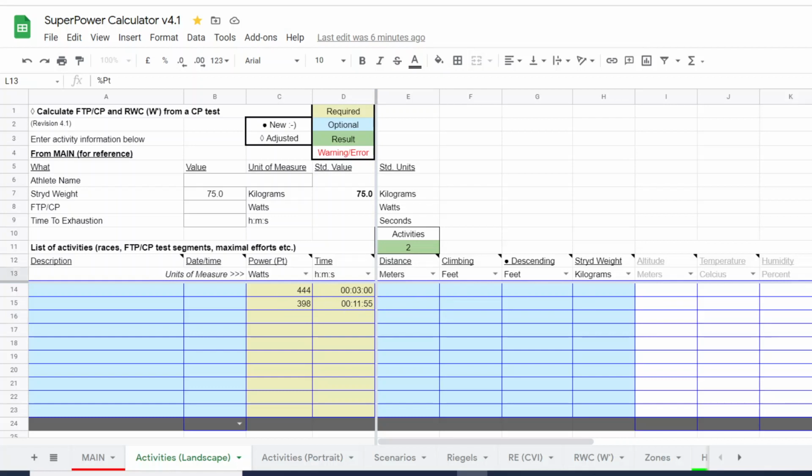Now, you can always toggle these wherever you see one of these arrows. You can toggle and change your units. We're using percent air power, which is what's reported in Stryd. But in WKO, I can get actual watts, etc.